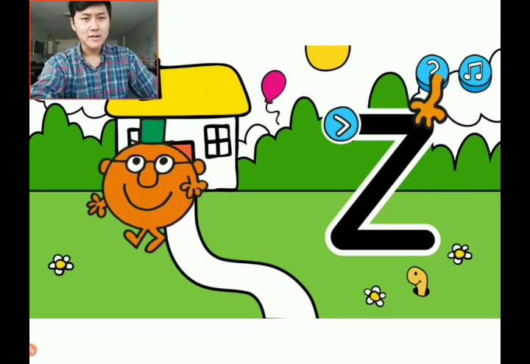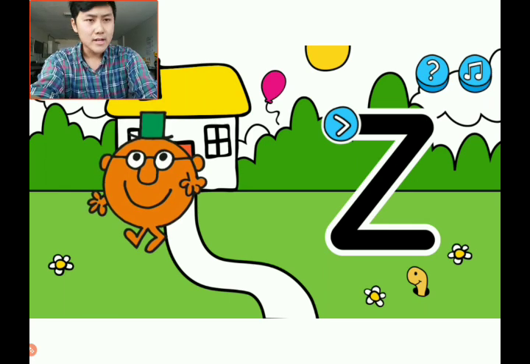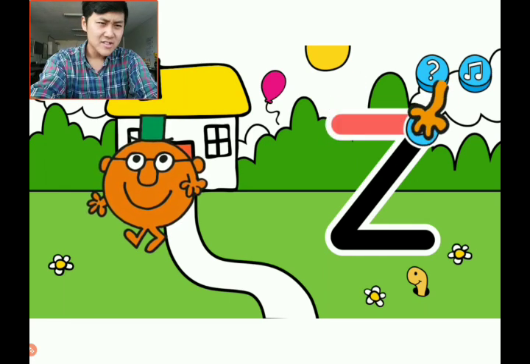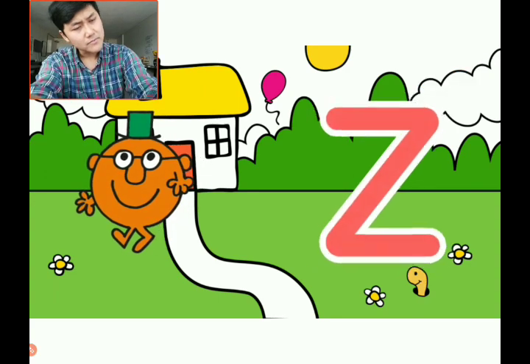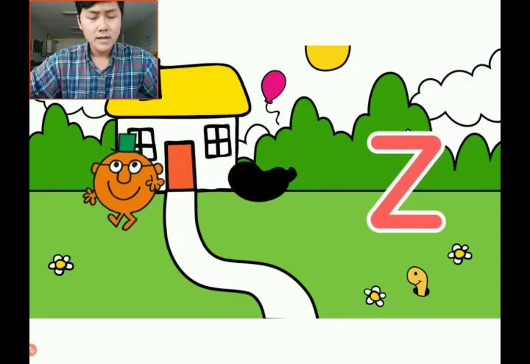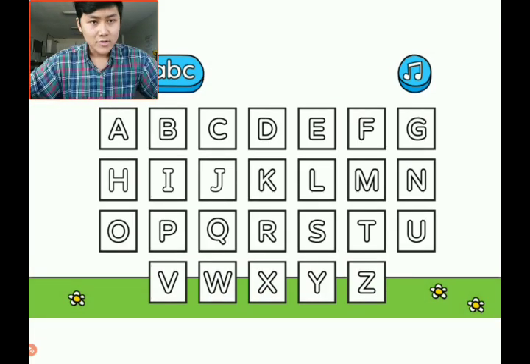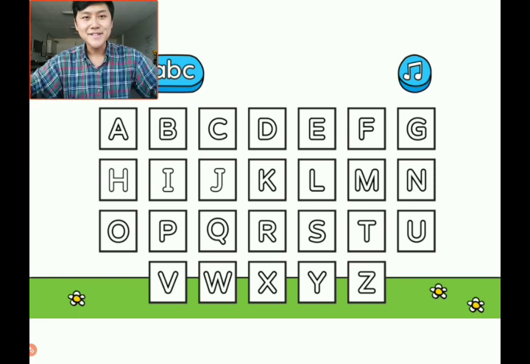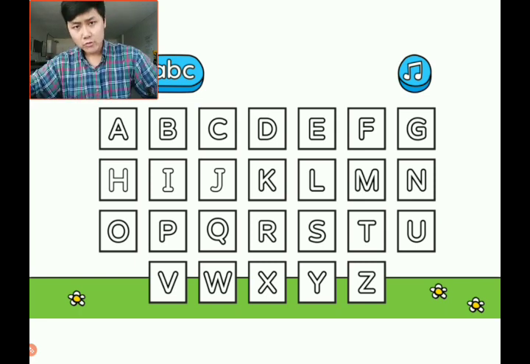So Z, I'm just gonna follow this prompt here. So you're gonna do one line like this, and then do a diagonal line down like that, and then one more line at the bottom. There you go. Zucchini. And Z or Z is for zucchini. So that's the uppercase letters we just all finished. Now let's go into the lowercase letters.